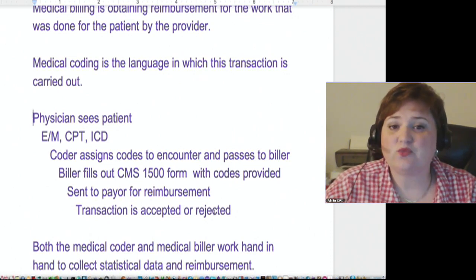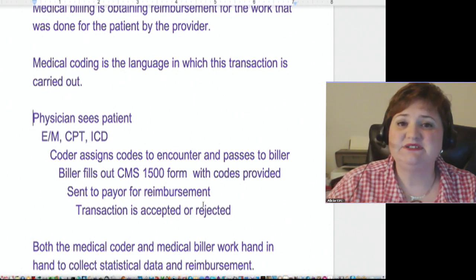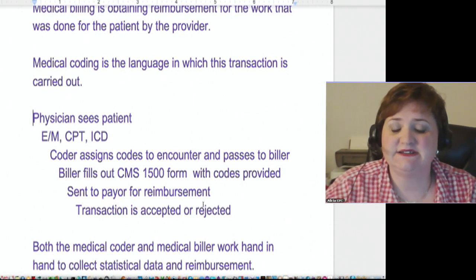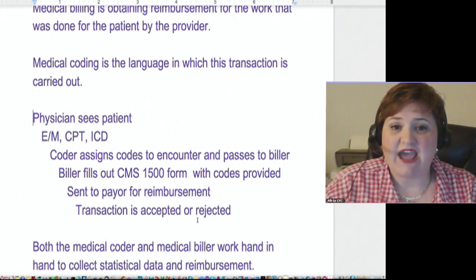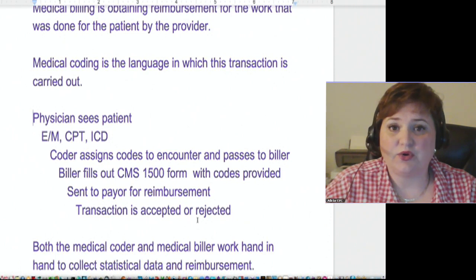Or let's say the wrong code was given. Then the biller looks at it, sees what the problem is, takes it to the coder, who corrects it, and then the biller resubmits it. And this all has to be done within a certain amount of days to be reimbursed. But that's how a biller and a coder work together. They work as a team.